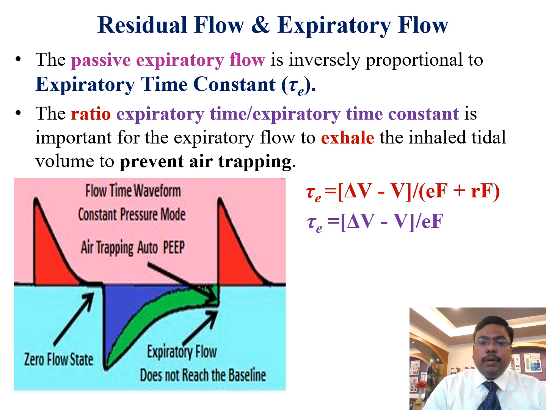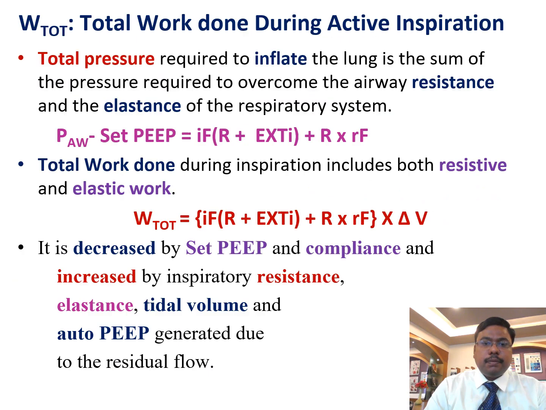So expiratory time constant is equal to delta V minus V divided by expiratory flow. So in the presence of auto PEEP, expiratory EF should be substituted by EF plus RF. So clearly shown in the graph.